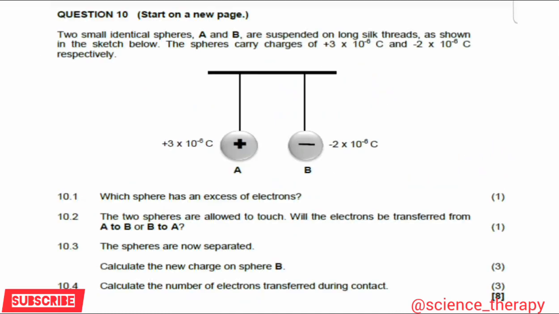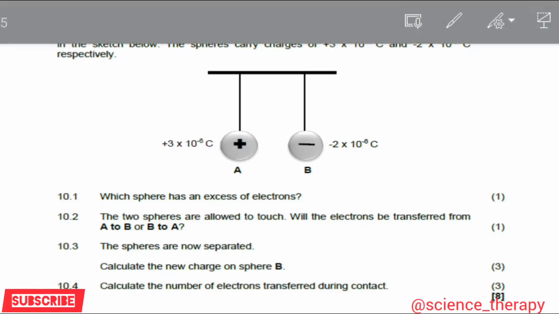Awesome. Then let's look at the last one. It says two small identical spheres A and B are suspended on long silk threads as shown in the sketch below. The spheres carry charges of positive 3 times 10 to the power of negative 6 coulombs and negative 2 times 10 to the power of negative 6 coulombs respectively. Now 10.1 says which sphere has an excess of electrons.